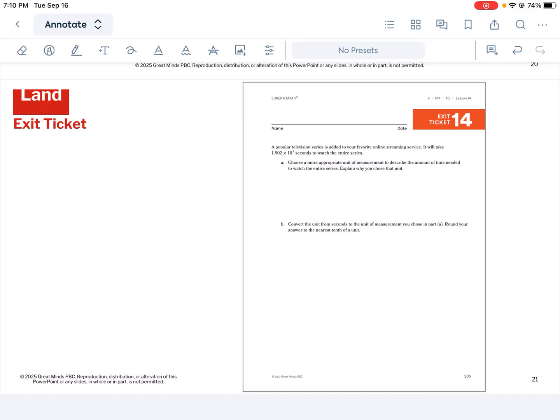Turn in this exit ticket tomorrow. I'll take it then. If you don't finish for whatever reason, or if you happen to be absent, just make sure I get it by Friday.